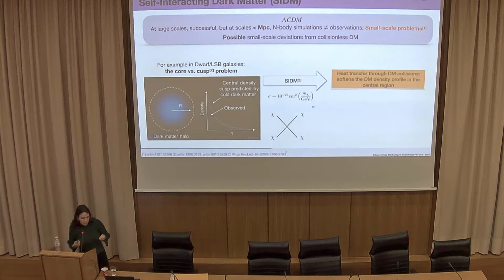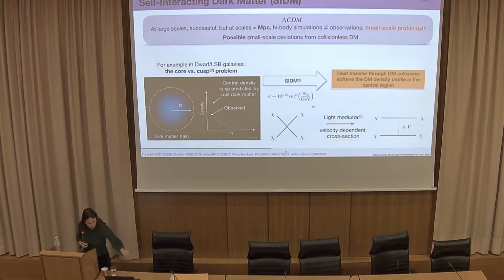To give you an order of magnitude, this is way larger than the usual weak scale. And you could have two kinds of self-interaction: a contact-like interaction, or, which is way more handy, a self-interaction mediated by a light mediator. In that case, you obtain a velocity-dependent cross-section, which is nice because you can parameterize it so that at larger scales you don't have the self-interaction, because you want something that is collisionless.